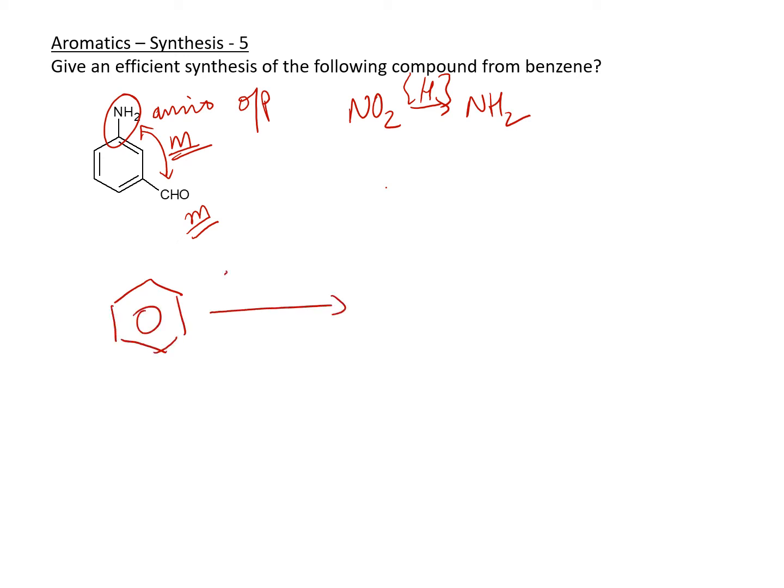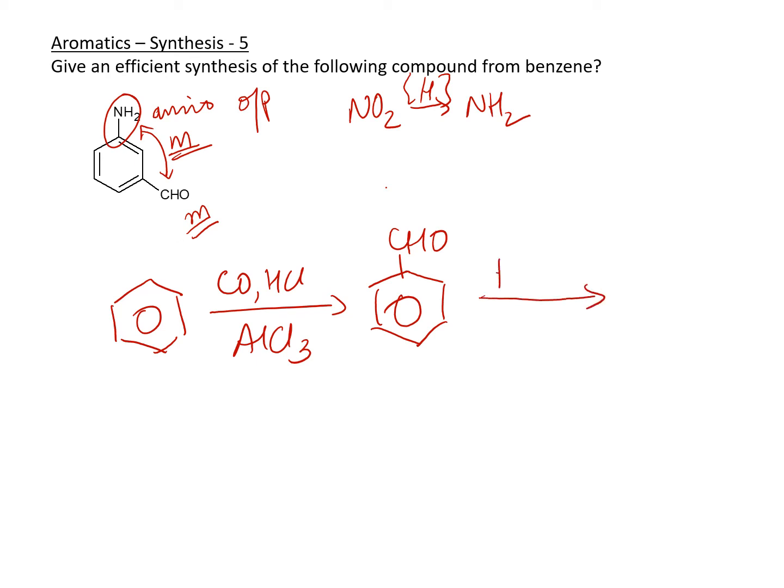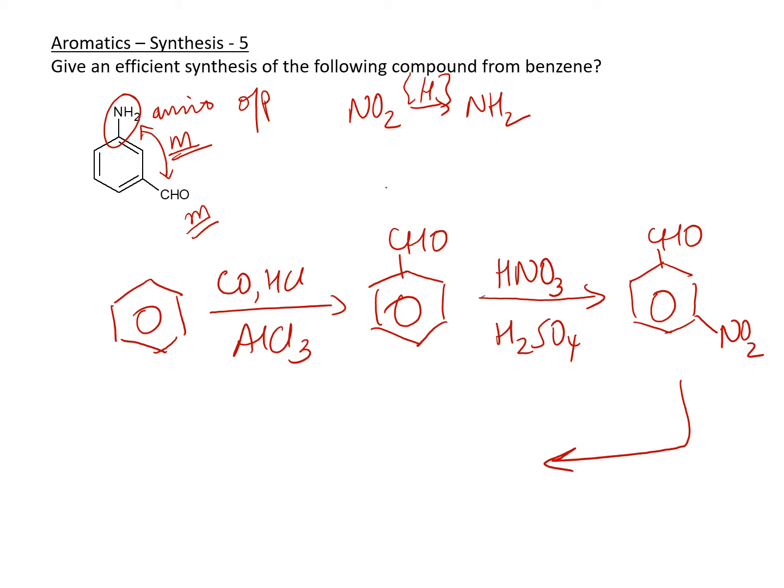So you have CO, HCl, AlCl3. This is sort of a Friedel-Crafts reaction, so you have to be careful with it. And so here we have our aldehyde group. The next step will be to do the nitration, because that's how you get an amino group. So HNO3, H2SO4. And so then we have the CHO, and this group is going to direct to the meta position. That's the nitro group.